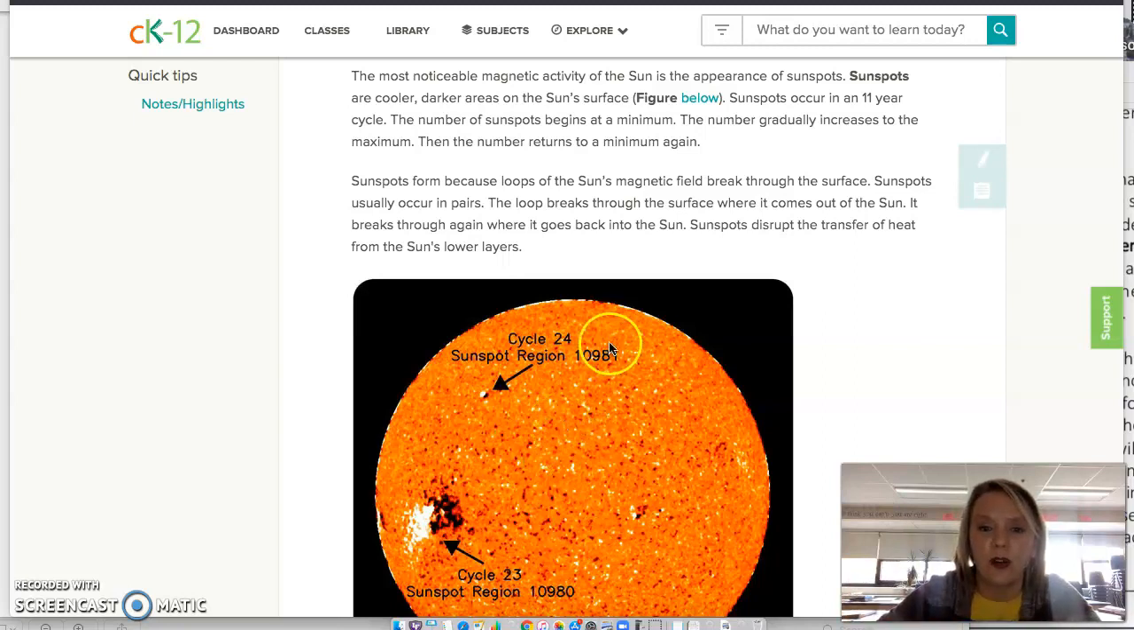Scientists actually wondered if that occurrence of sunspots had anything to do with climate change here on Earth. If these spots are cooler, darker areas, then every 11 years shouldn't we see a decrease in heat here on Earth? And they proved that wrong. The sun gives out so much energy that the amount of sunspots on the surface at any given time does not affect climate here on Earth.